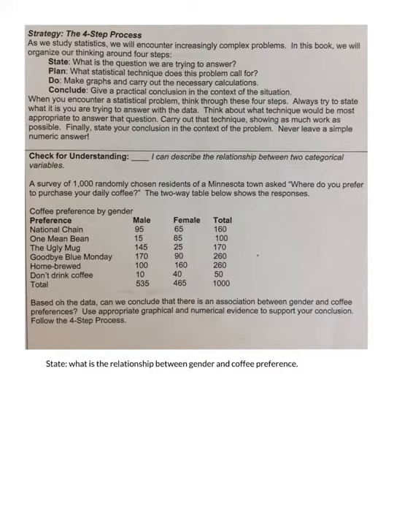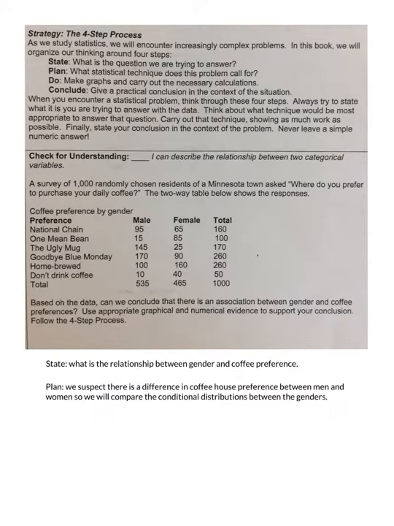So let's go with the plan. What statistical technique should we try with this? So what are we going to try to do to show this? So here's the plan part. We suspect that there is a difference in coffee house preference between men and women, so we will compare the conditional distributions between the genders. Okay, and so now we're going to do the do part.